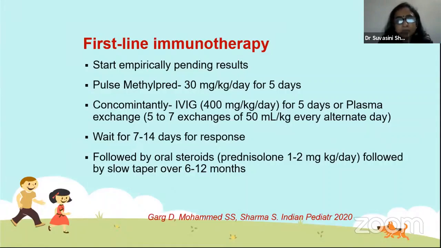So what we give is pulse methylprednisolone, 30 milligram per kilogram per day for 5 days. We also concomitantly give IVIG, but plasma exchange can also be given instead of IVIG. But in children, of course, logistically, IVIG becomes much easier to give. Some people only give steroids if the patient is not very severe. After this, you must wait for at least 2 weeks for the response. If the child has responded very well, this is followed by oral steroids, followed by a slow taper.